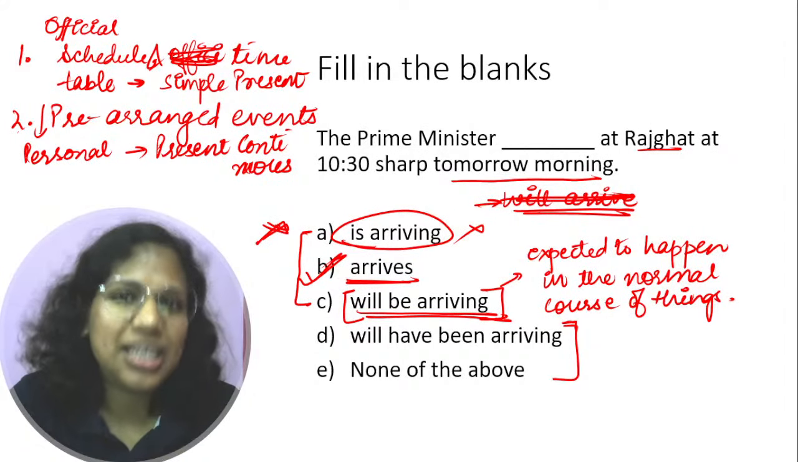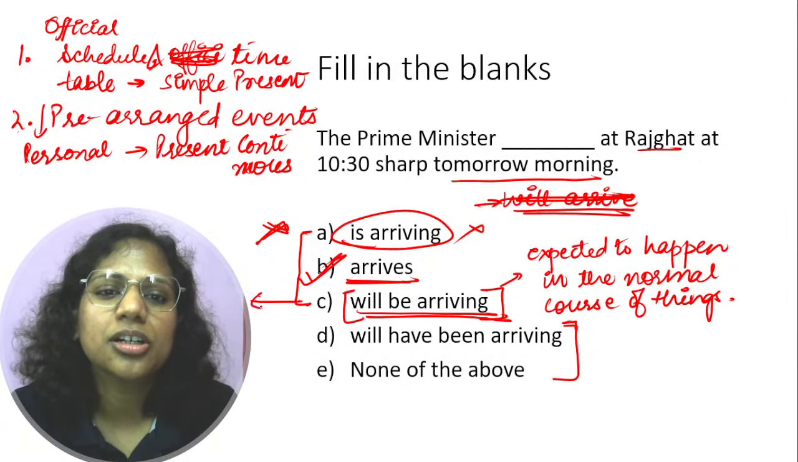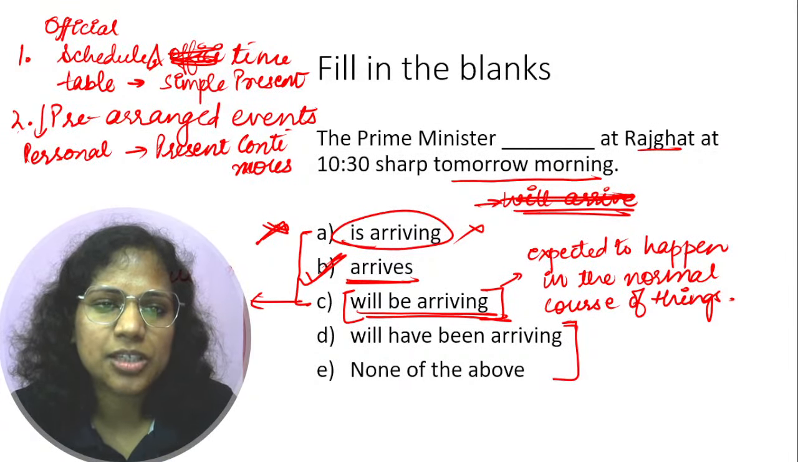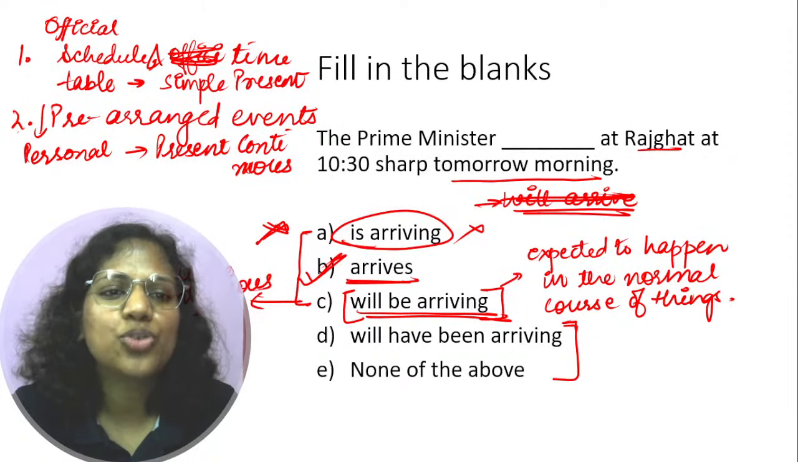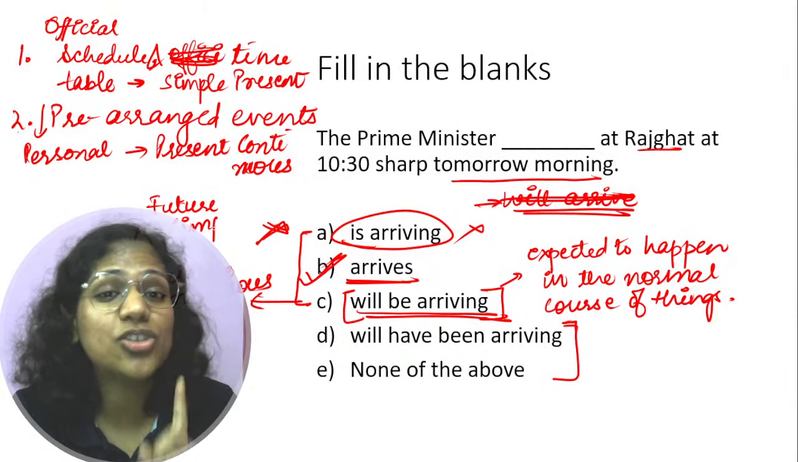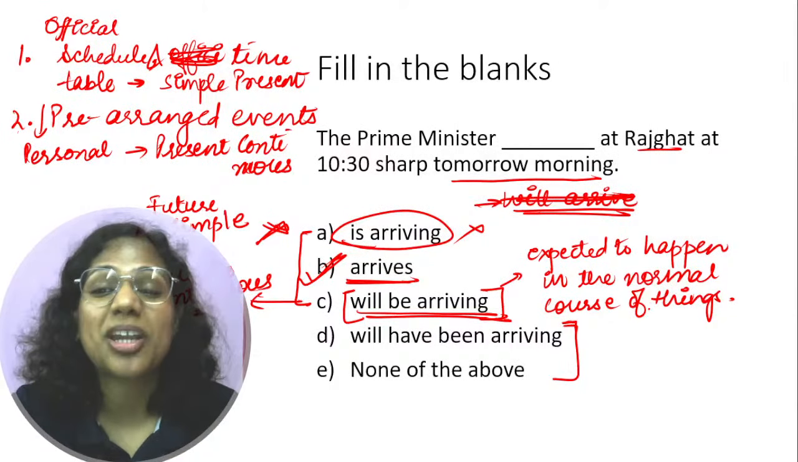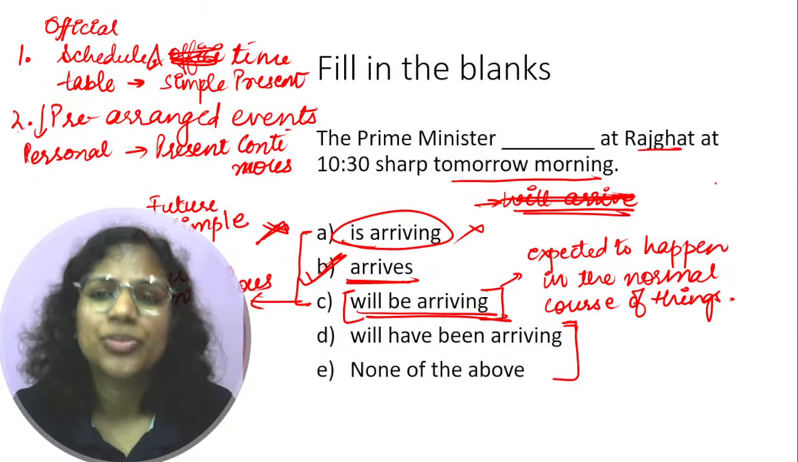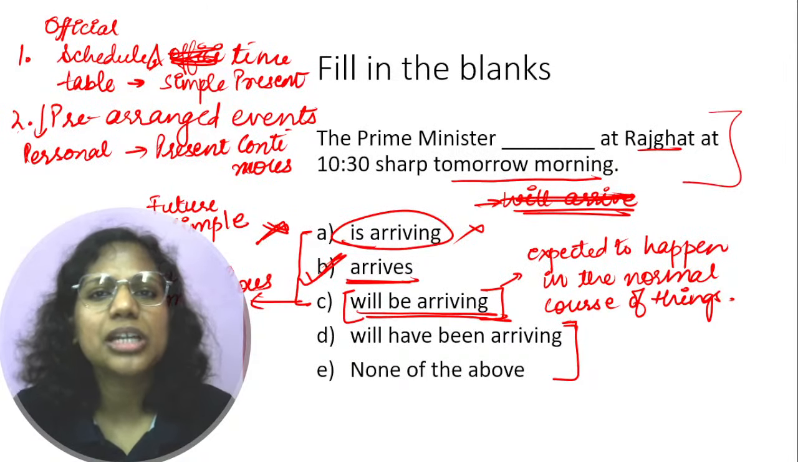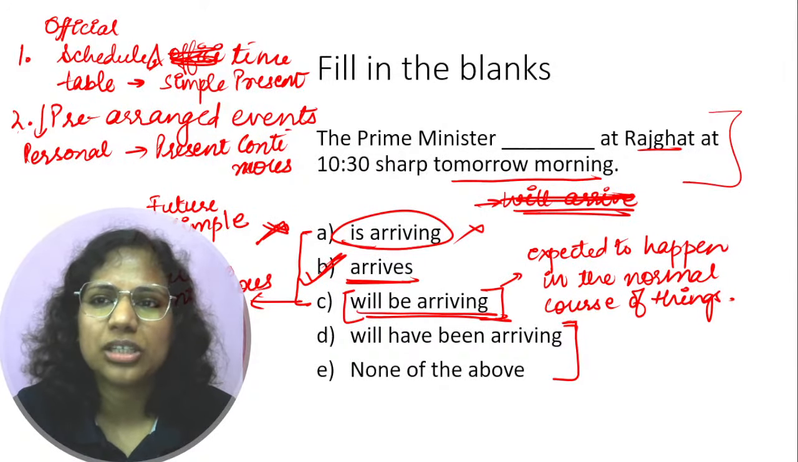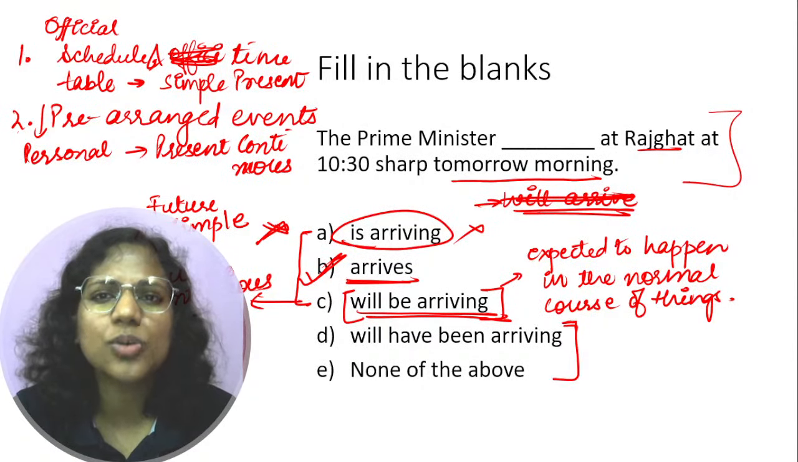I will be staying. So you use the future continuous tense, although this is a future simple event. Future simple का event है ये. But मैं future continuous use कर लेती हूँ उसके साथ when it is expected to happen in the normal course of things. How do you know that this is something that is expected to happen in the normal course of things? Just from one sentence you can't gauge this, no?